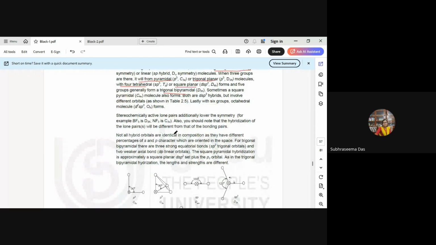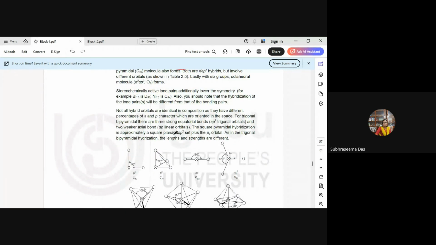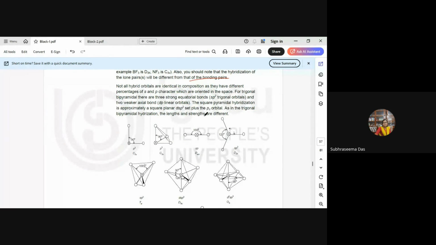forms. Stereochemically active lone pairs, we know, additionally lower the symmetry. For example, in BF3 and ClF3 also, we learn that the hybridization of the lone pairs will be different from that of the bonding pairs. So not all hybrid orbitals are identical in composition, as they have different percentages of s and p character, which are oriented in space.